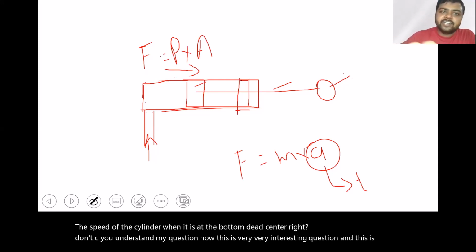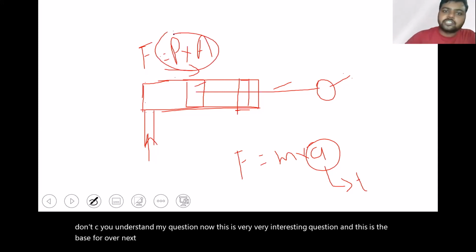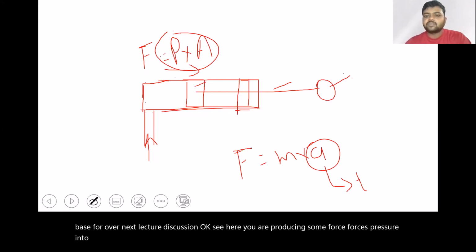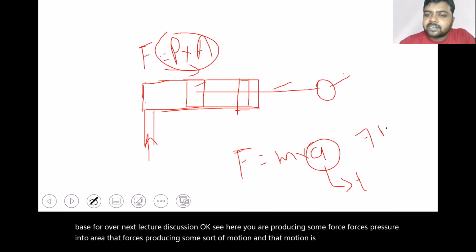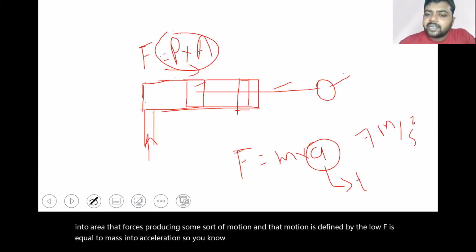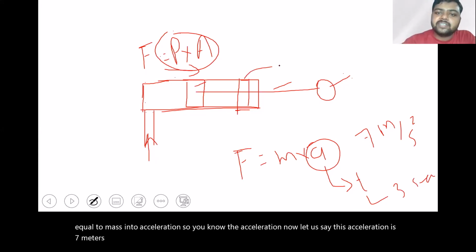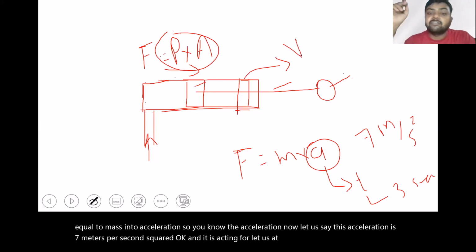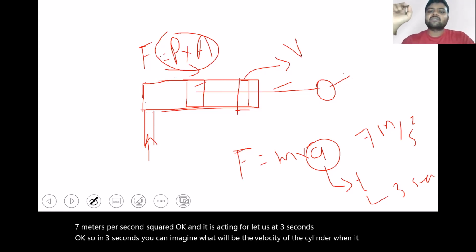Say here you are producing some force. Force is pressure into area. That force is producing some sort of motion, and that motion is defined by the law F is equal to mass into acceleration. So you know the acceleration. Now let us say this acceleration is 7 meter per second square, and it is acting for, let us say, 3 seconds. So in 3 seconds you can imagine what will be the velocity of the cylinder when it is reaching the bottom dead center.